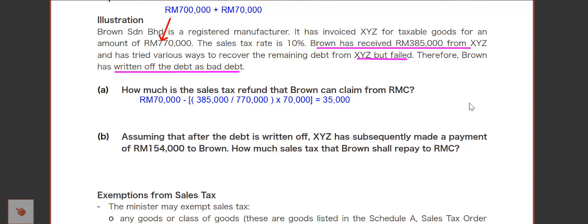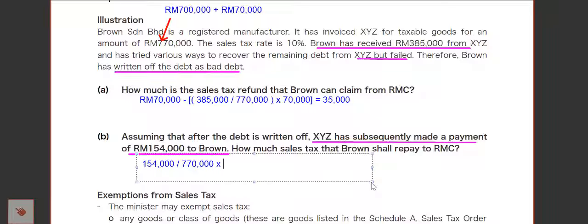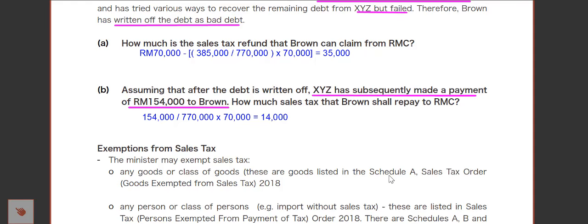Now they say assuming after the bad debt is written off, then XYZ subsequently pays another 154,000 to Brown. So when you get back the money, you have to pay back customs, you see. So question is, how much do you pay back? Now you use back the same ABC formula. 154 is the amount you receive, 770 is the total, and 70,000 is the sales tax. So 154 over 770 times 70,000. Now that means you have to return 14,000 back to the government.